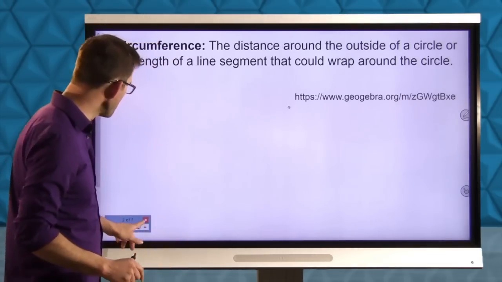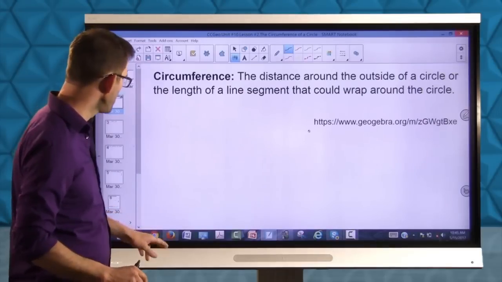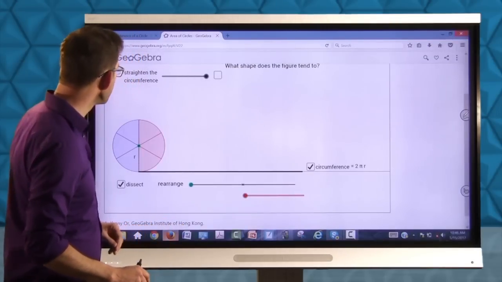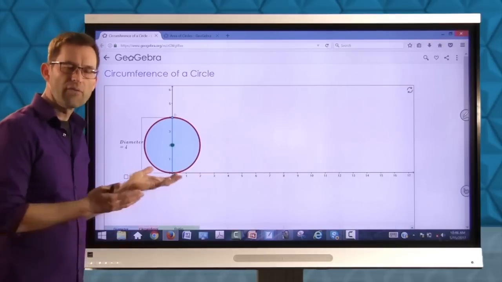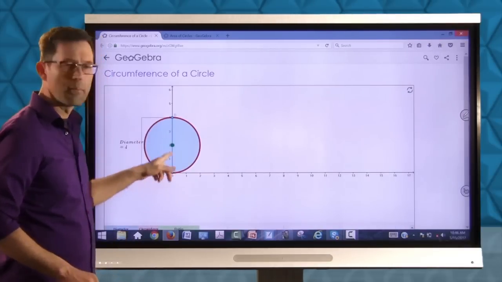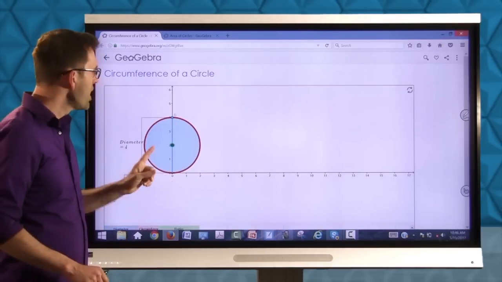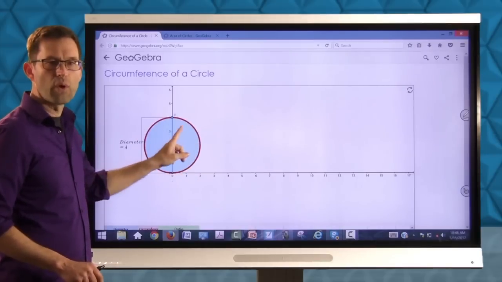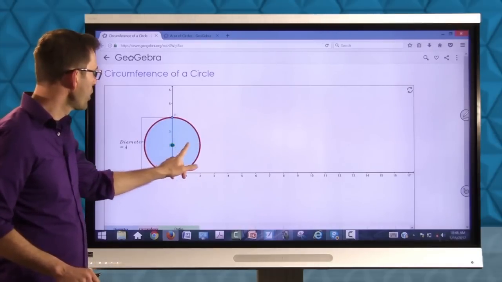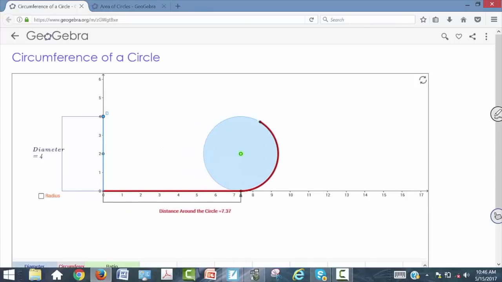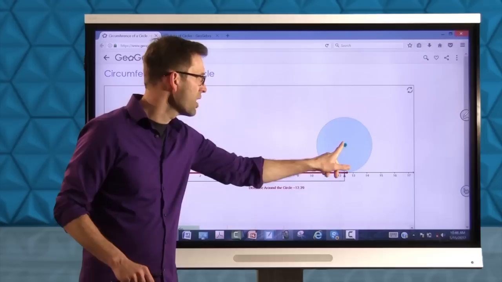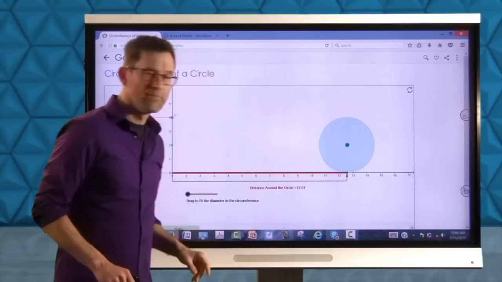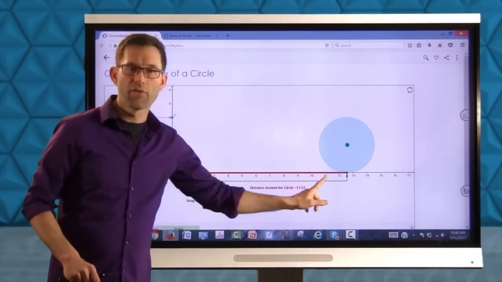Let's get a little illustration of this really quickly by going over to a GeoGebra applet. Here, I've got a circle, and it's got a diameter of 4, but whatever. Now, keep in mind this red line that goes around it. When I drag the circle along, what you can see is that the circumference is unraveling, and there it is, drawn out there.